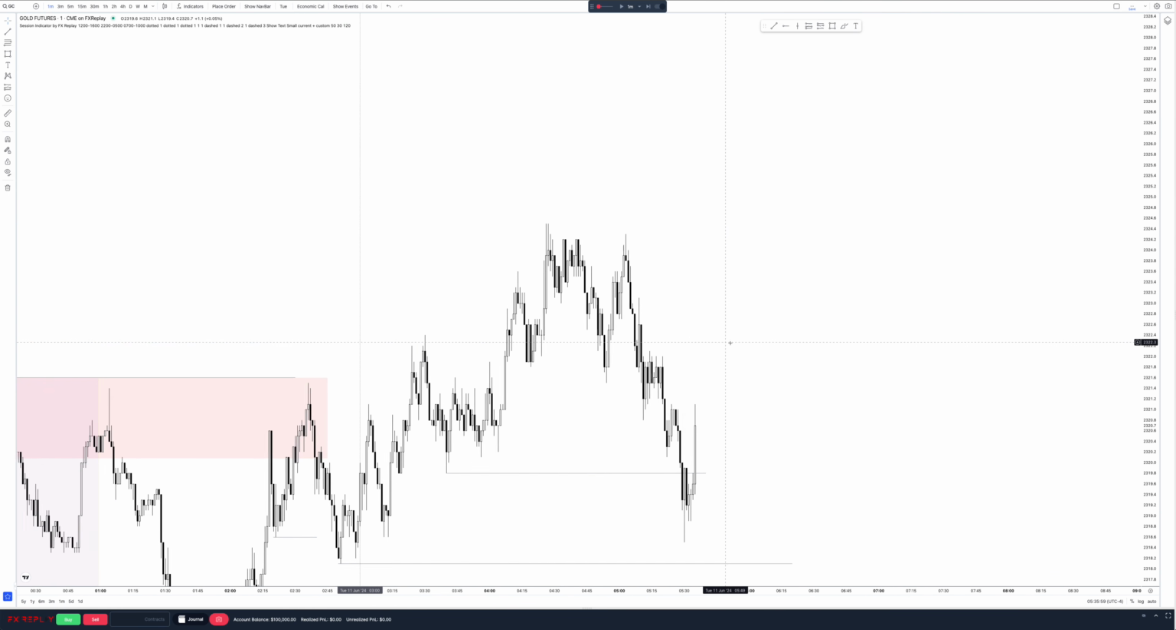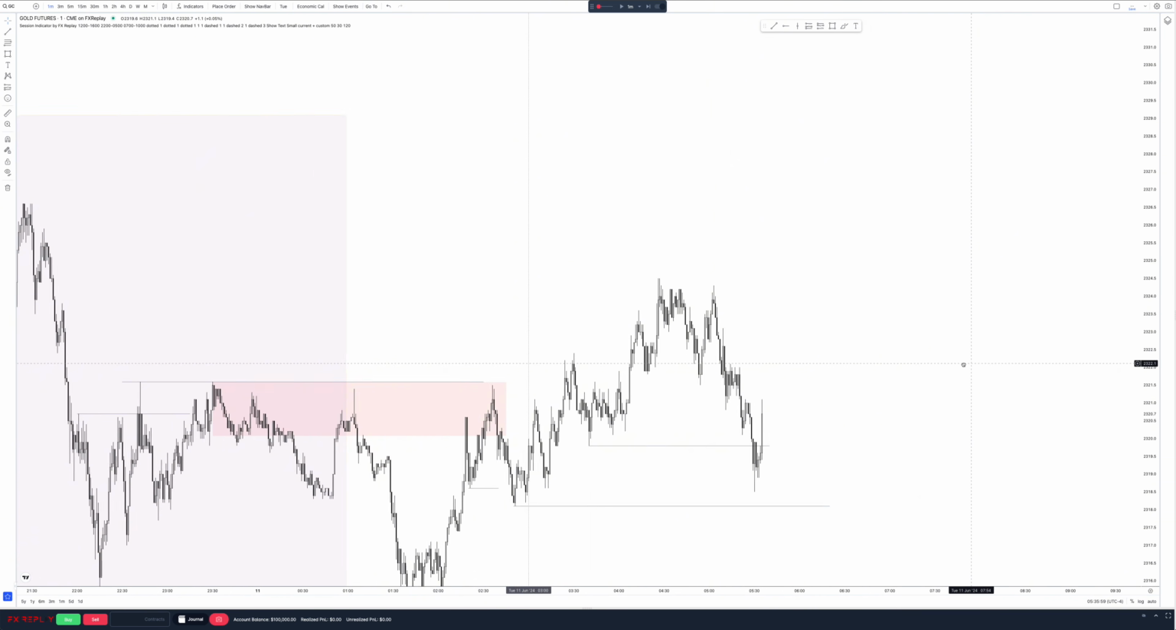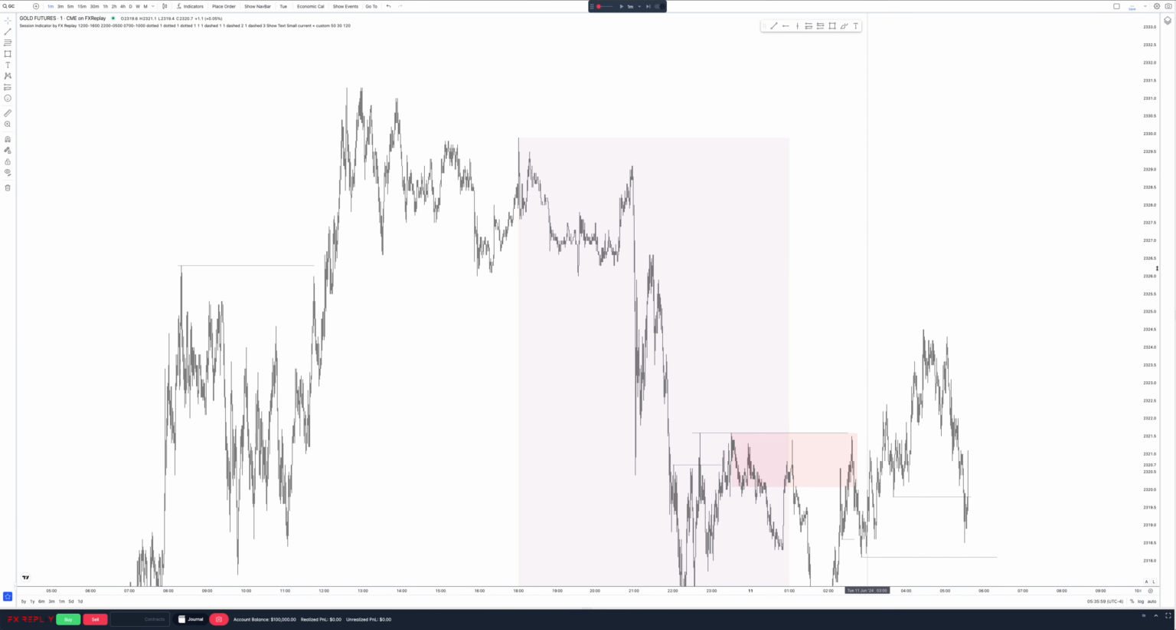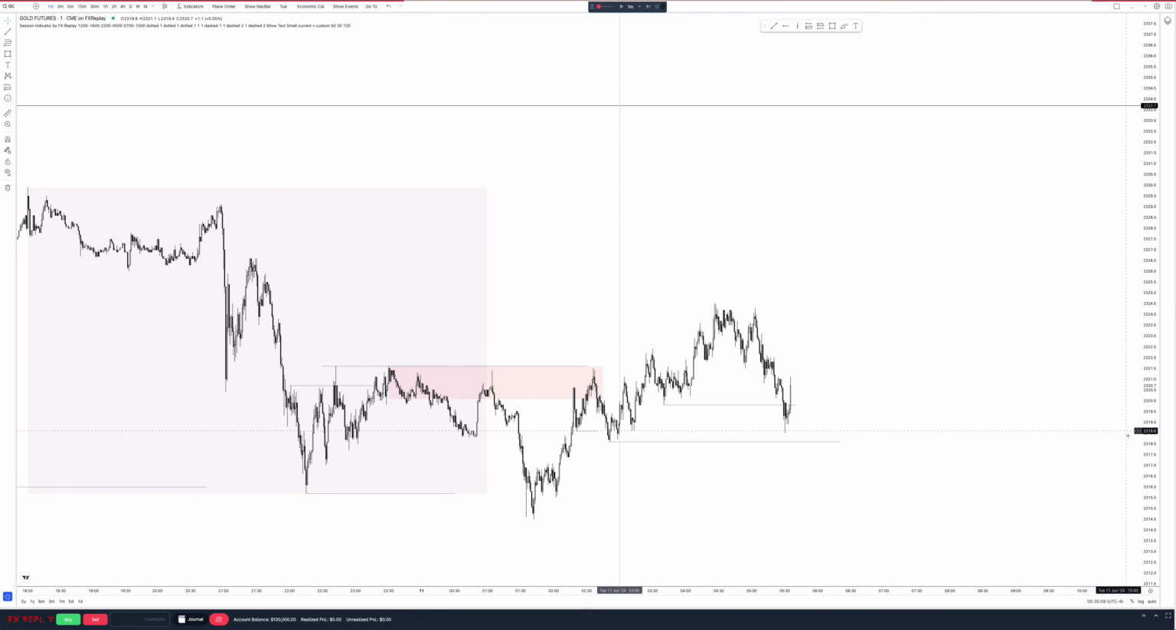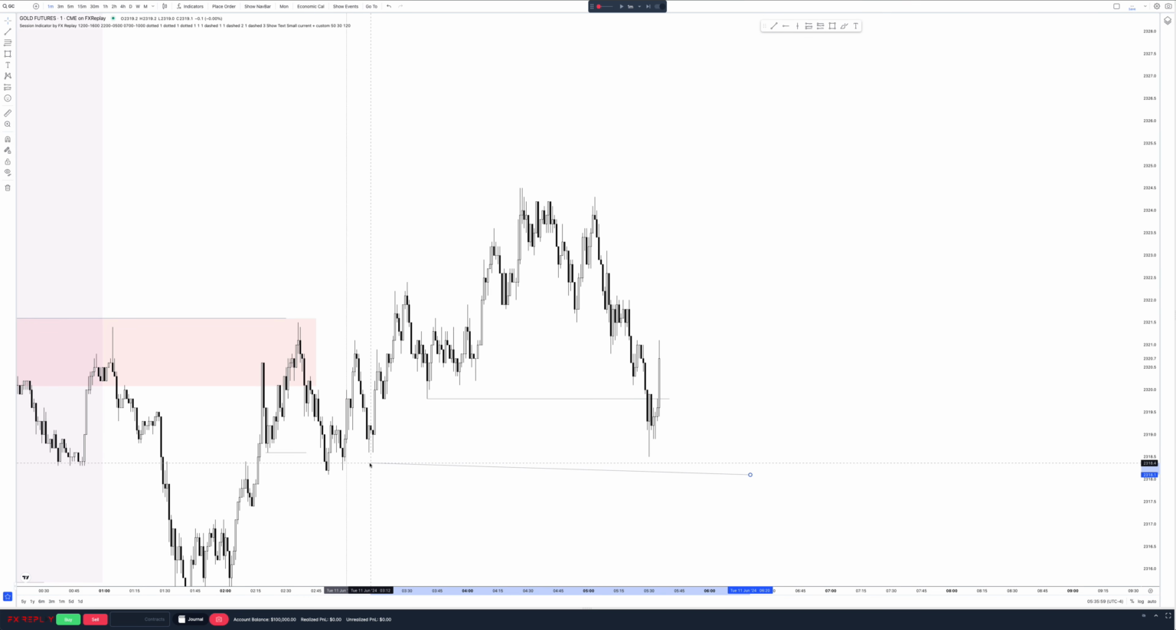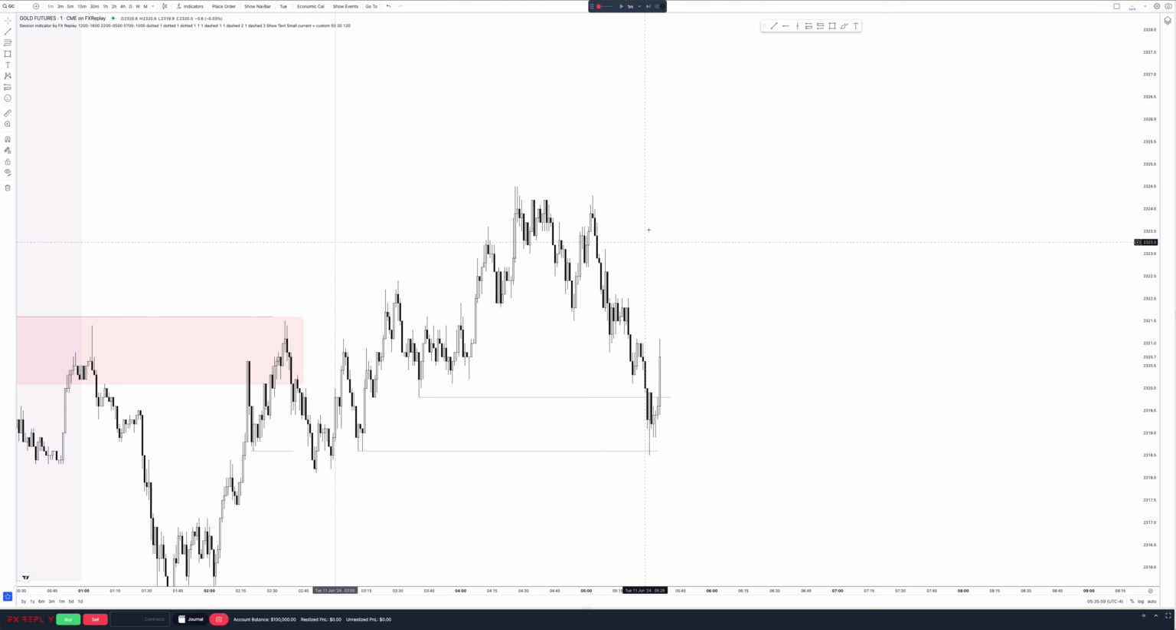Honestly, I wouldn't mind taking a long here, especially because we got targets above, right? Our targets are all the way up here, so I don't really mind this. The low over here got swept. Okay, we got a nice bullish move up.